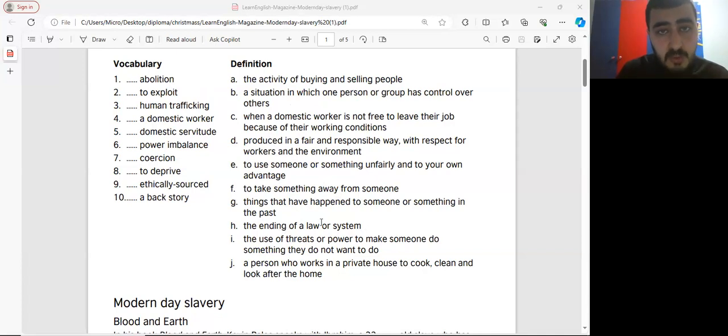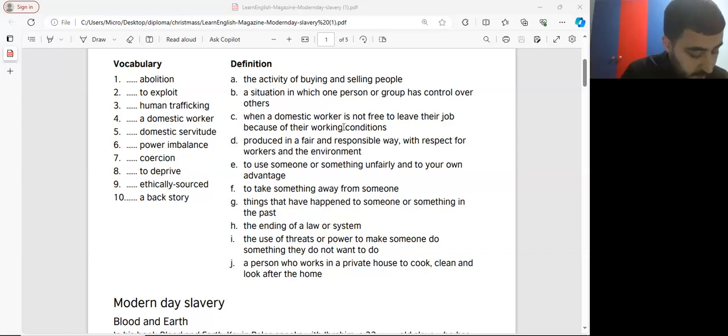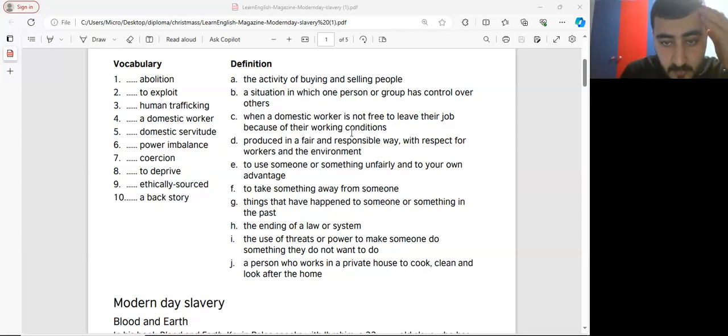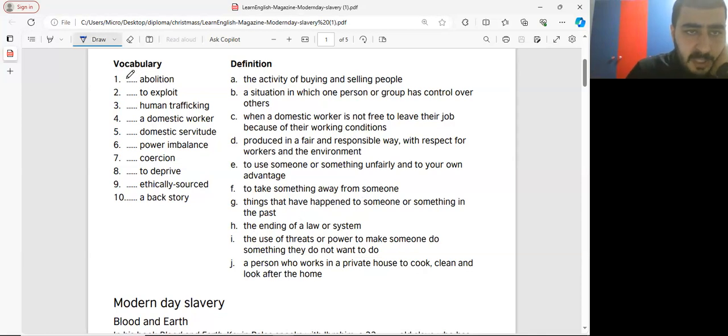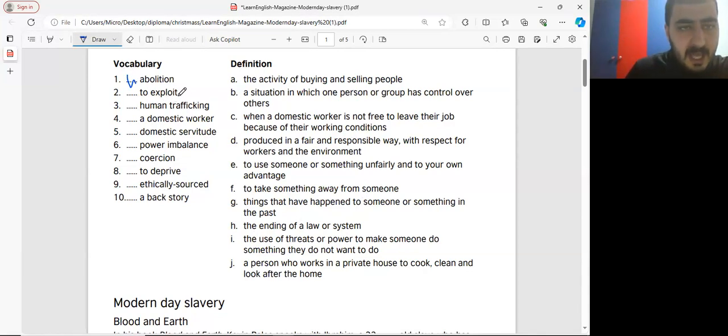This is pretty close. Let me just make sure there is no closer answer. Or either to use someone or something unfairly and to your own advantage. No, this one means exploitation more. But correct, it's H. Okay. So abolition, the ending of a law or system. Abolition means cancelling, annulment.